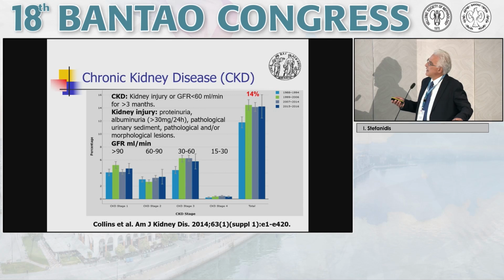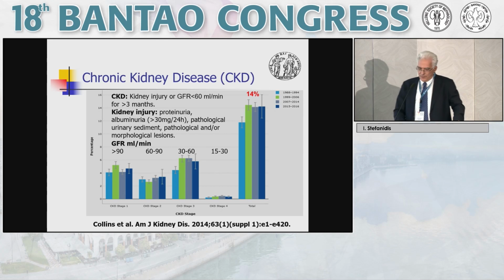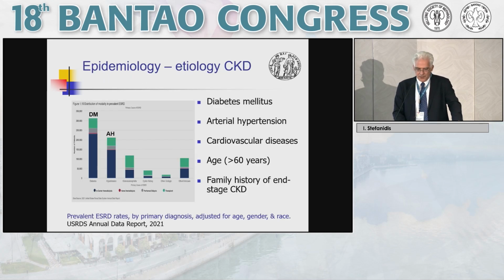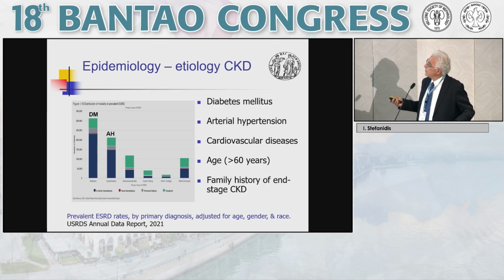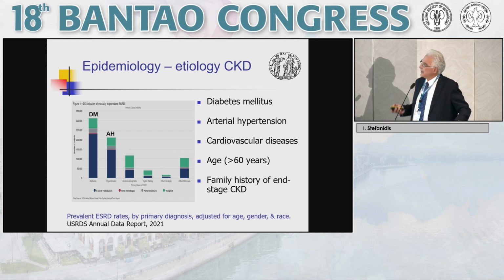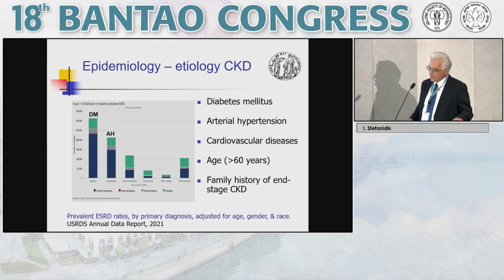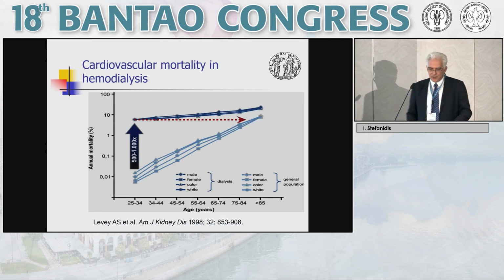CKD is defined as GFR lower than 60 ml per minute or kidney injury for more than 3 months, and it affects 14% of all patients in the general population. The most frequent etiology is diabetes mellitus, diabetic nephropathy in most of the cases, followed by arterial hypertension, and other risk factors: cardiovascular disease, age, and family history.